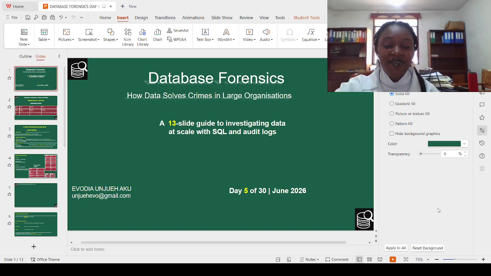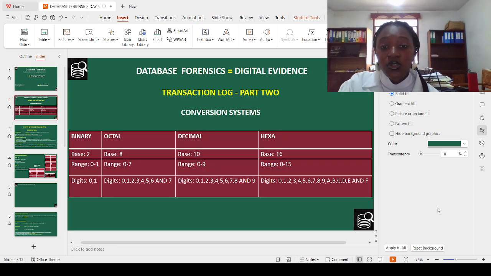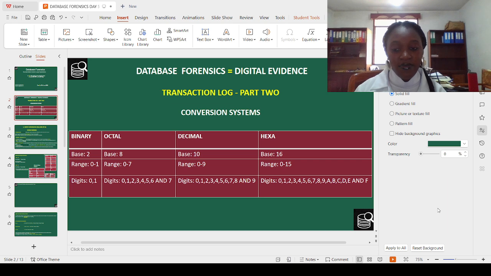Welcome back to day 5 on database forensics, where we continue on how data solves crimes in large organizations using Evodia. Today we will continue with part 2 of transaction logs, focusing mainly on conversion systems. We are going to be seeing binary, base 2; octal, base 8; decimal, base 10; and hexadecimal, base 16. Binary ranges from 0 to 1, octal 0 to 7, decimal we count from 0 to 9, and hexadecimal 0 to 15, with 0 to 9 and A to F.